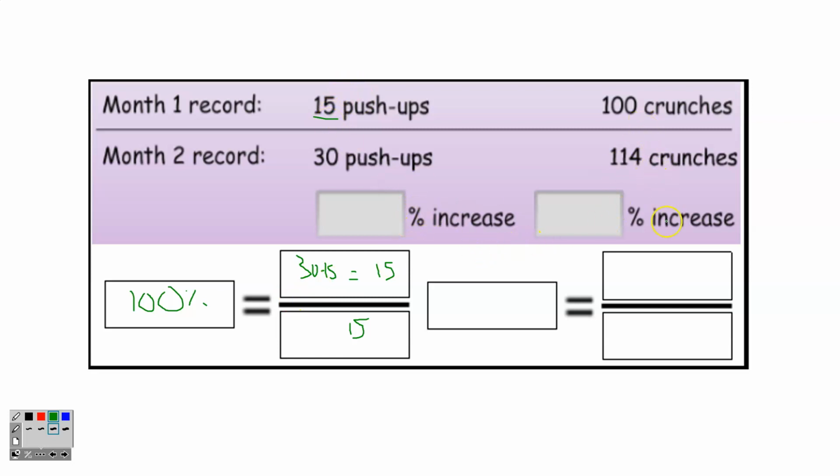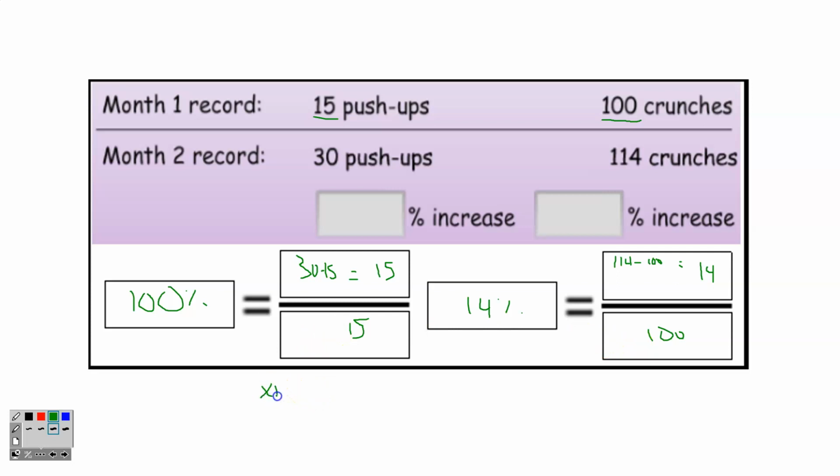So for the crunches, we have to find the difference. 114, difference means subtract, minus 100. That's going to give me 14, divided by the original. The original is the oldest. So divide by 100, and that's going to give me an answer of 14%, because remember, I need to multiply it by 100.